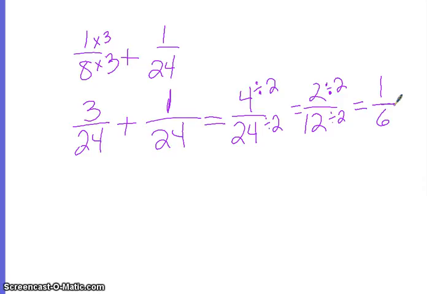So that is how we add fractions with different denominators. So make sure that you get the least common multiple first, and then you can add the top numbers, keep the bottom numbers the same.